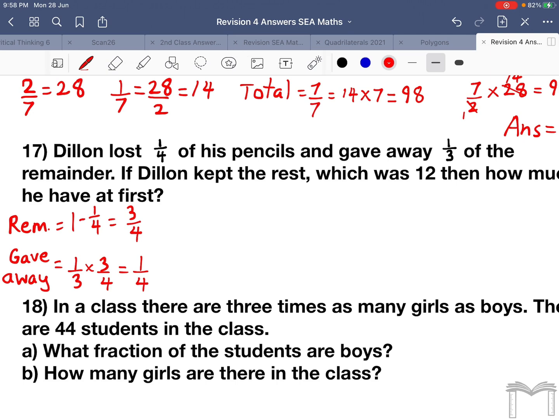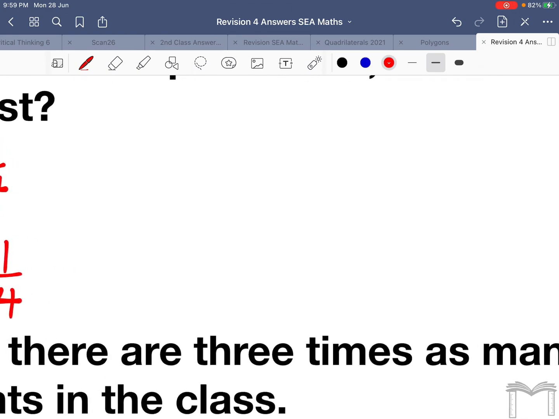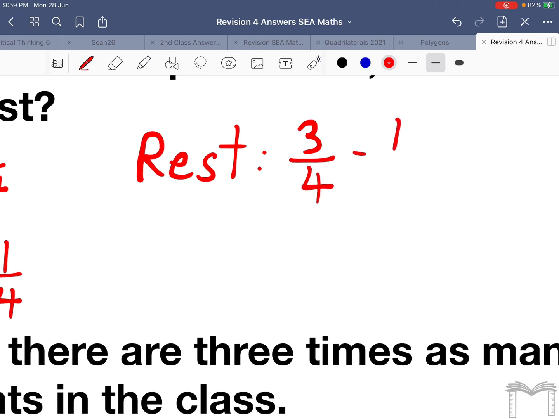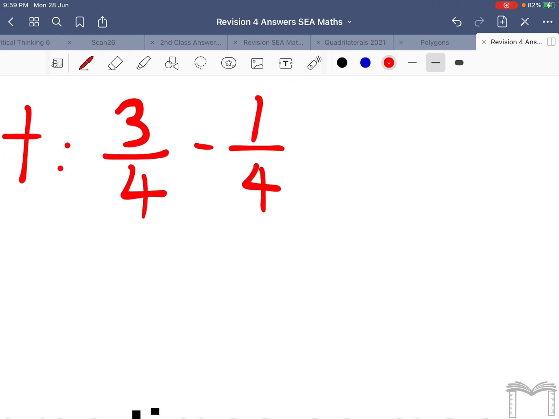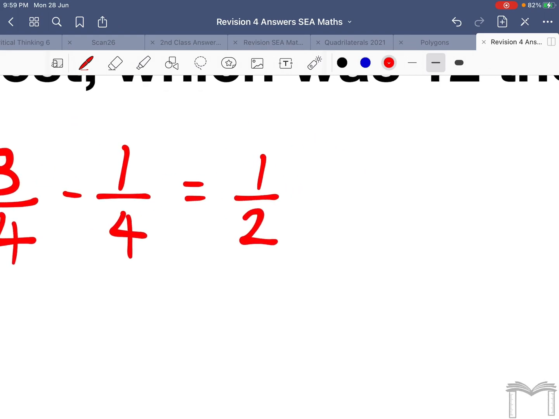After losing 1/4, he remained with 3/4. And then he gave away a quarter. So let's see how much he has now. So the rest will be 3/4 take away the quarter that he gave away, which will leave us with a half. And they're telling us that that half is equal to 12.